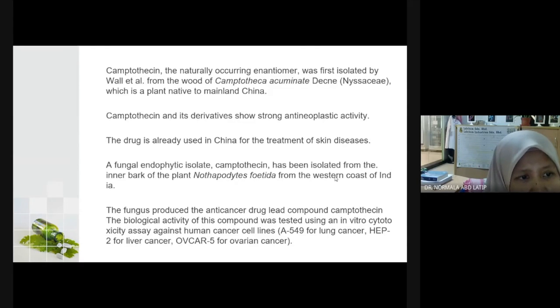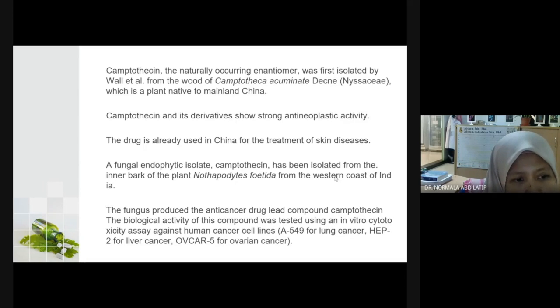When they found the fungal endophyte that produces camptothecin, this endophyte had been isolated from the inner bark of the plant, from the Western Coast of India. They found this endophyte able to produce camptothecin, which has strong anti-neoplastic activity.